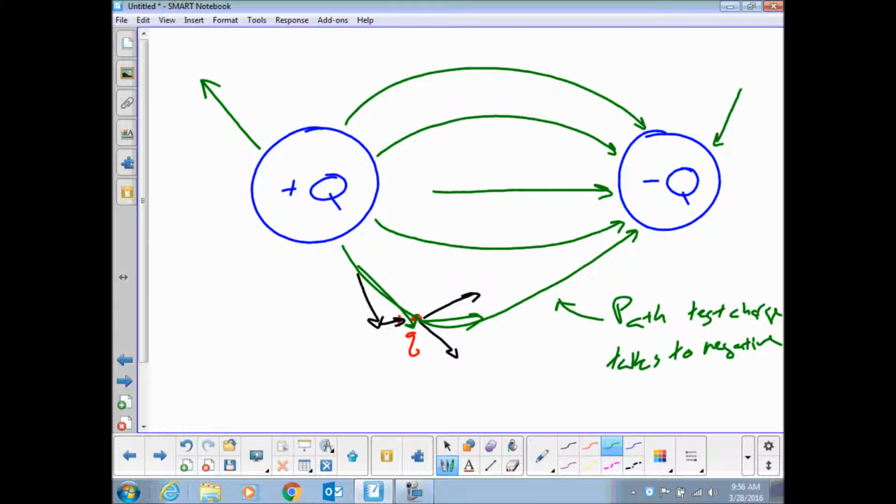The test charge only has one path. Depending upon where it is, there's only one possible path. So these field lines do not cross. There's a lot more into why they don't cross, which I'm not going to get into. Just understand that they don't cross, and it takes this path.